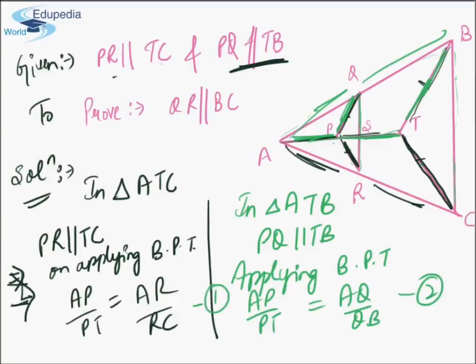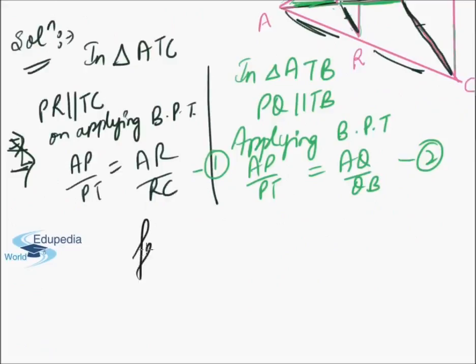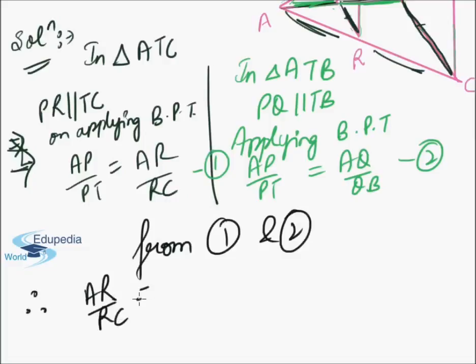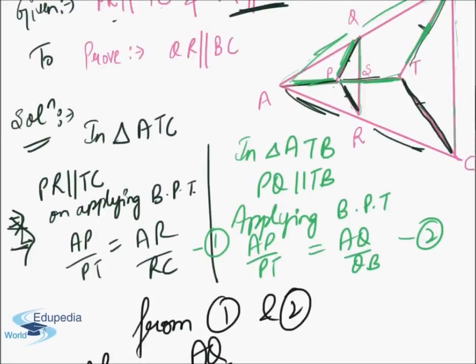So from first and second, clearly the left hand side of both the equations are same. Therefore, their right hand sides must also be same. That is AR over RC equal to AQ over QB.